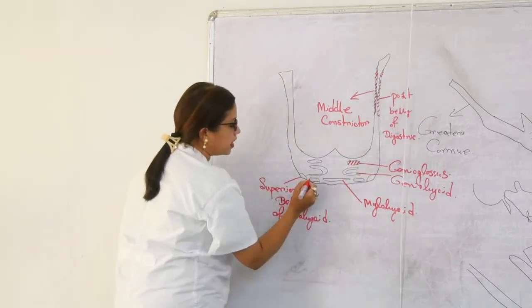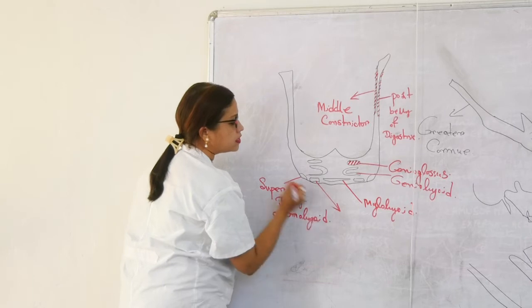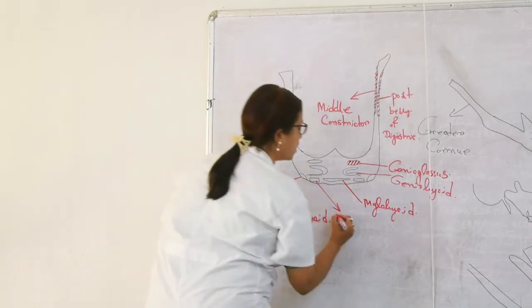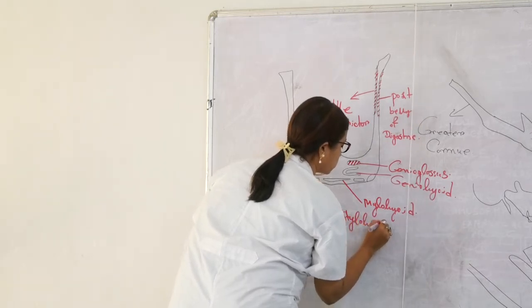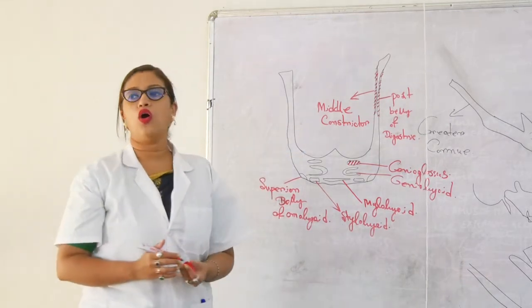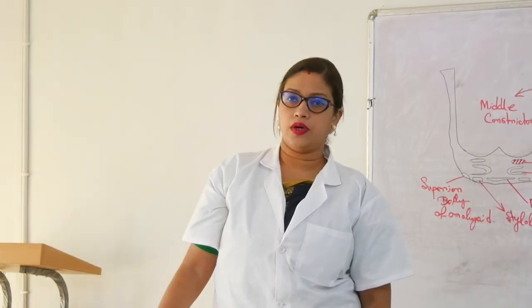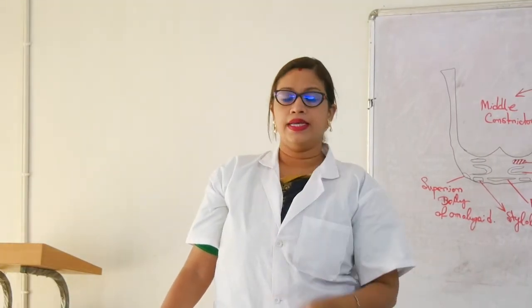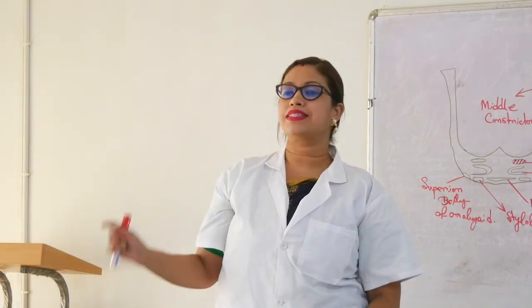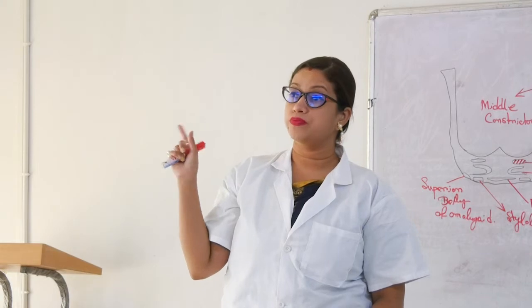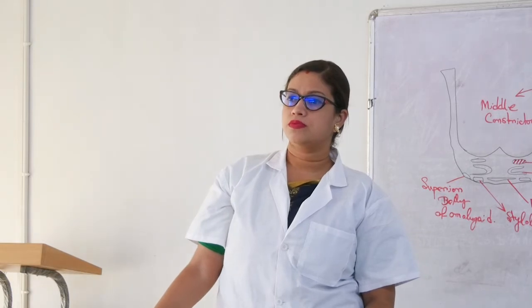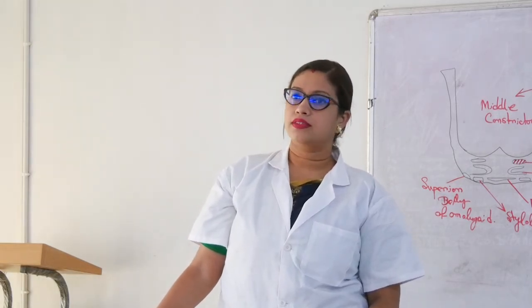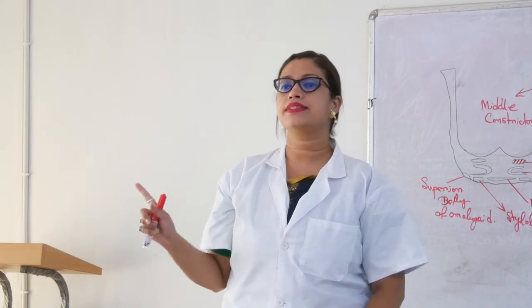Only one muscle is left, this one: the stylohyoid. The last muscle is stylohyoid, the muscle that takes origin from the styloid process. Can you remember which bone has the styloid process? The temporal bone. So both the stylohyoid ligament and the stylohyoid muscle.